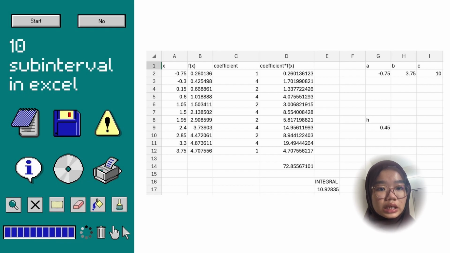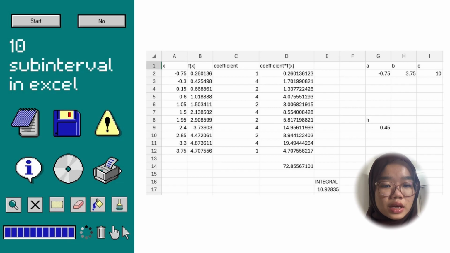So from A, which is -0.75, to B, which is 3.75, and for C, which is 10, for the 10 subintervals, we obtain the width is 0.45. For the X column, we use from -0.75 to 3.75, and we obtain the in-between numbers using the equation at the top. For the fx column, we obtain the answer by typing in the equation from our question. For the coefficient, we type in 1, 4, 2, 4, 2, 4, 2, 4, 2, 4, and 1. For the coefficient multiplied fx column, we just multiply both the fx and coefficient columns.